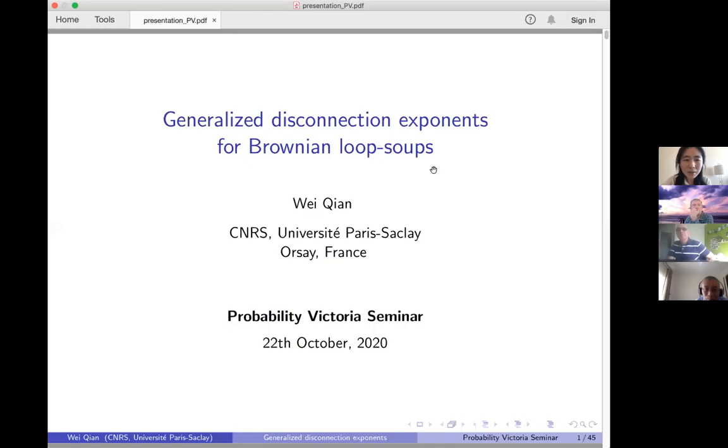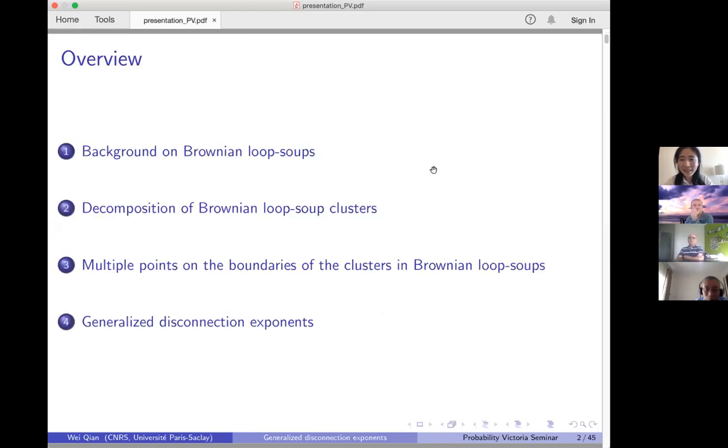To talk about my work on generalized disconnection exponents for Brownian loop soups. Okay, so I start. I first start by giving background on Brownian loop soups, because I think maybe most people here don't know this object very well. And then I will talk about a few results on decomposition of Brownian loop soup clusters, and many parts of them are joint with Lawler and Werner.